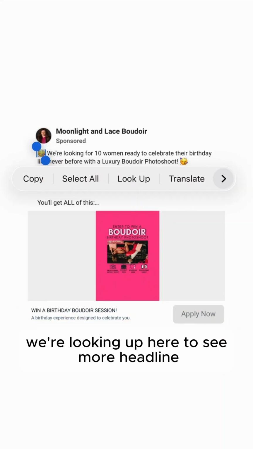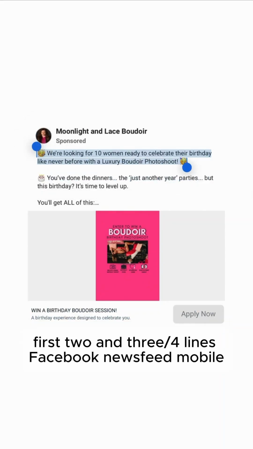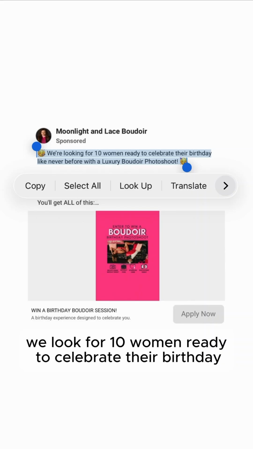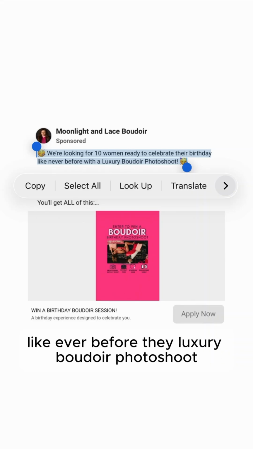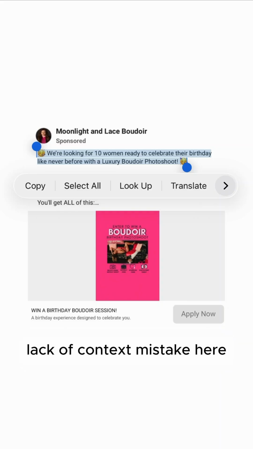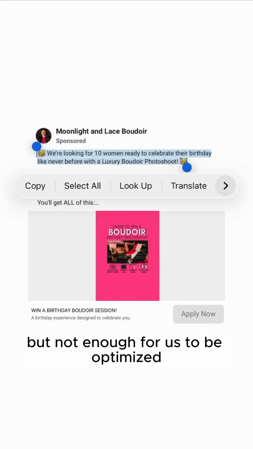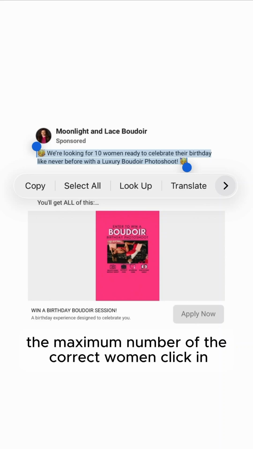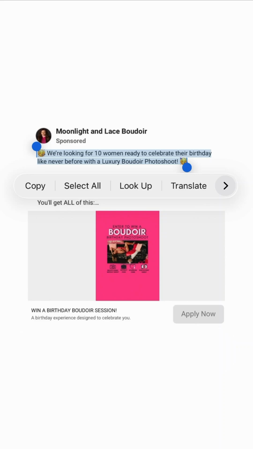Finally, we're looking up here to see more headline. First 2 3/4 lines, Facebook newsfeed mobile. So let's say we look for 10 women ready to celebrate their birthday on or before the luxury boudoir photo shoot. All right, so yeah, lack of context mistake here. We've got a few context points, but not enough for us to be optimized, having the maximum number of the correct women click in, and as many of the wrong women scrolling by as possible.